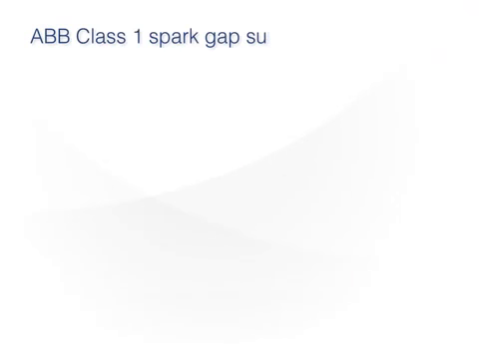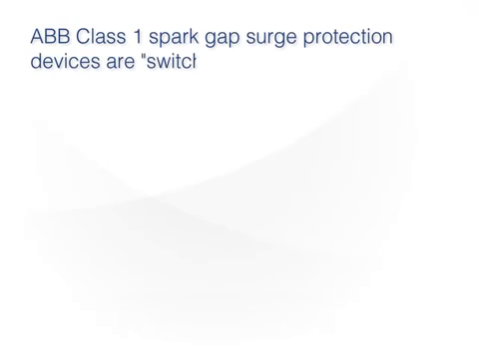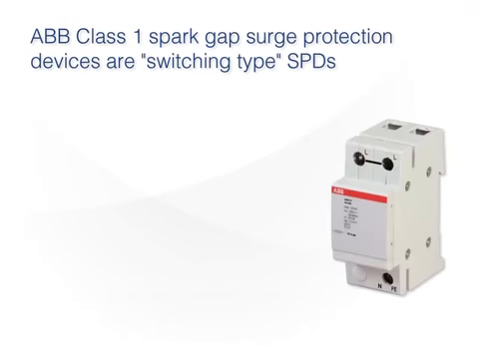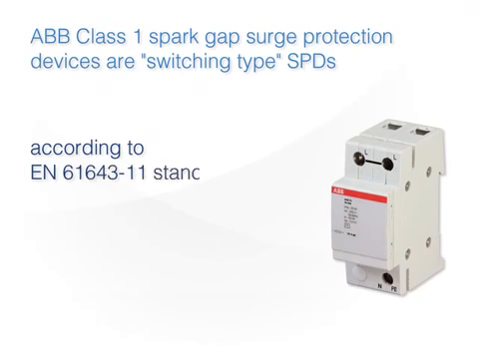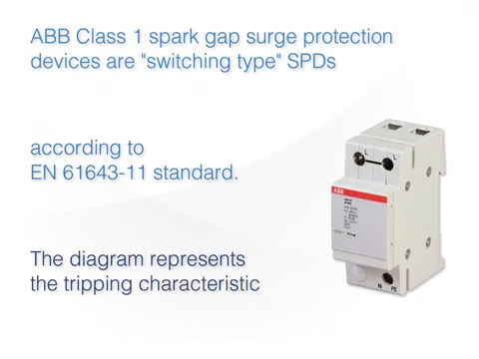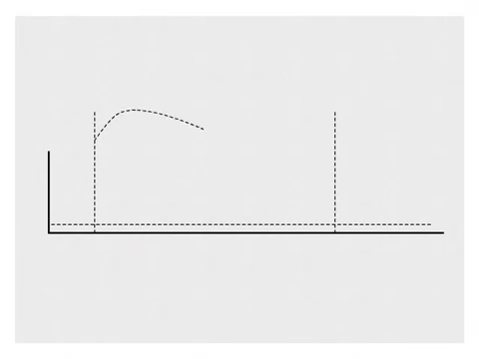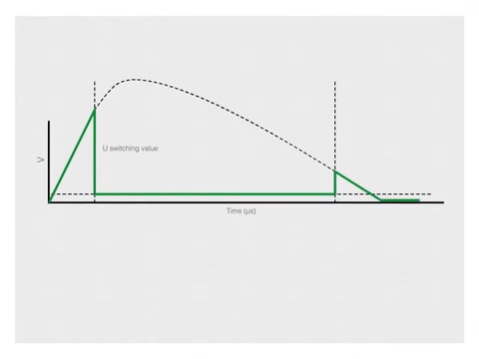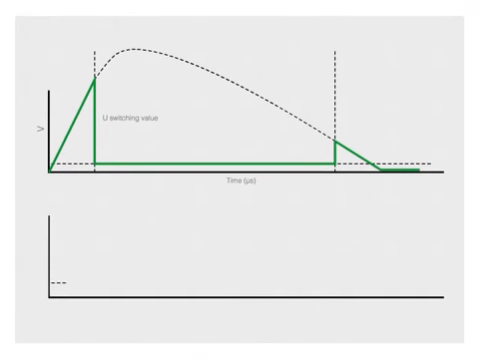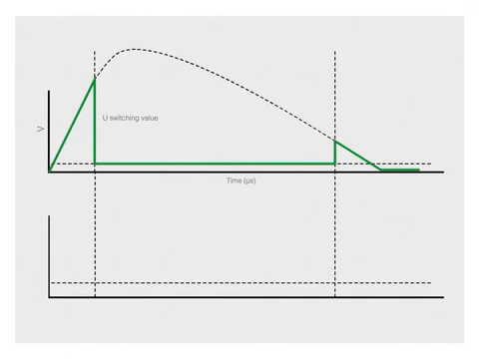ABB Class 1 Spark Gap Surge Protection Devices are switching type SPDs, according to the EN 61643-11 standard. The diagram represents the tripping characteristic of these devices. As seen from the figure, at the occurrence of a certain level of overvoltage, the switching value, the voltage across the module collapses suddenly to just a few volts, the value corresponding to the arc voltage.